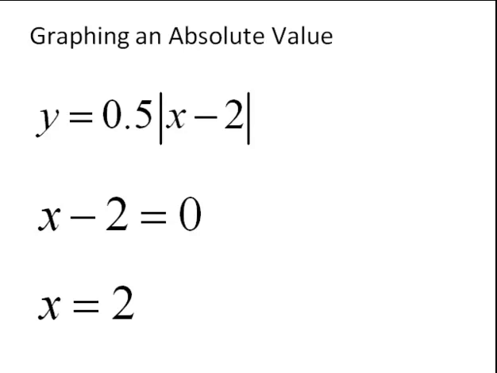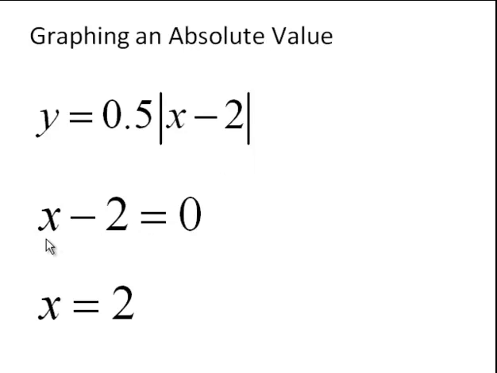Graph an absolute value function. We're going to be graphing y equals 0.5 times the absolute value of x minus 2. Think of what happens with the absolute value part of this function. The absolute value of a number is never negative, so the smallest it can be is 0. Let's find out when it is 0.